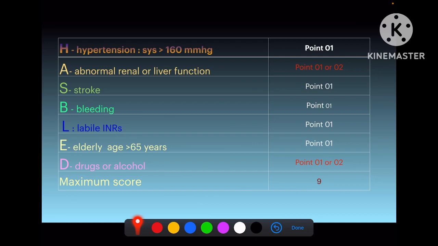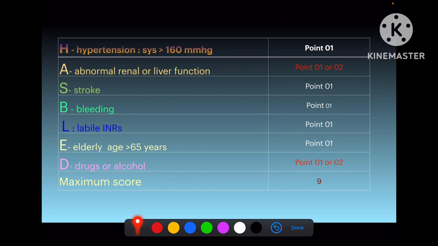labile INR. Labile INR means that the INR is not static. It can be high, it can be low. Due to that, for that particular patient, you have to give that component 1 point. E stands for elderly, or age more than 65 years old, then you have to give 1 point for that particular category.